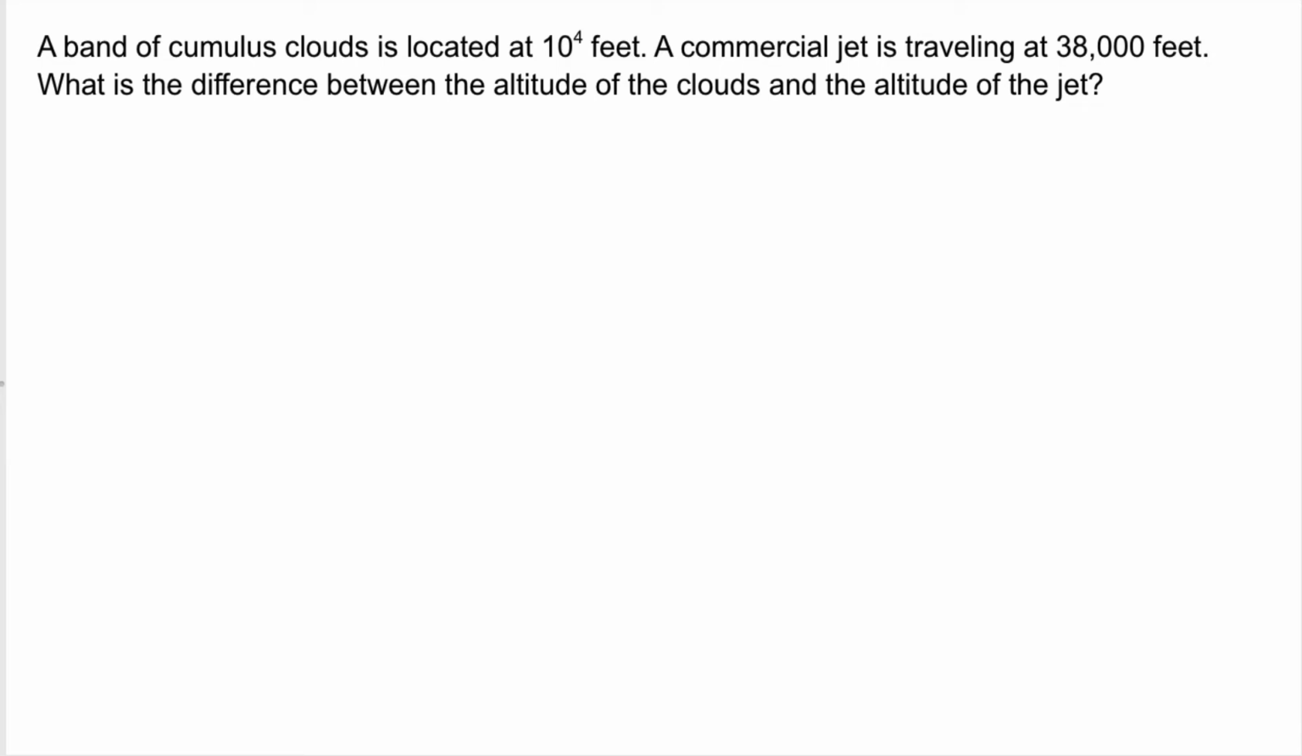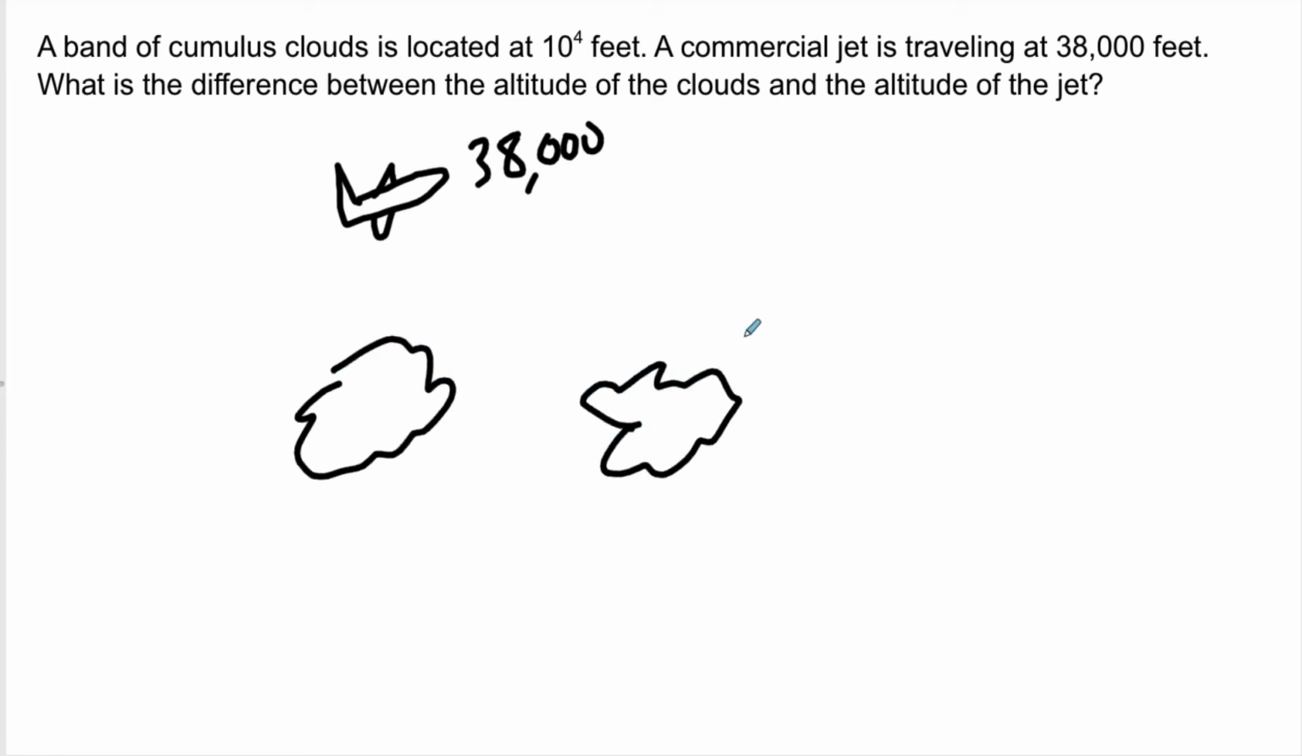It says a band of cumulus clouds is located at 10 to the 4th power feet. A commercial jet is traveling at 38,000 feet. What's the difference between the altitude of the clouds and the altitude of the jets? So I've got my, let's draw it out. I've got my jet up in the sky, it tells us that it's at 38,000 feet, and we've got the clouds. Okay, and it says the clouds are at 10 to the fourth power feet.